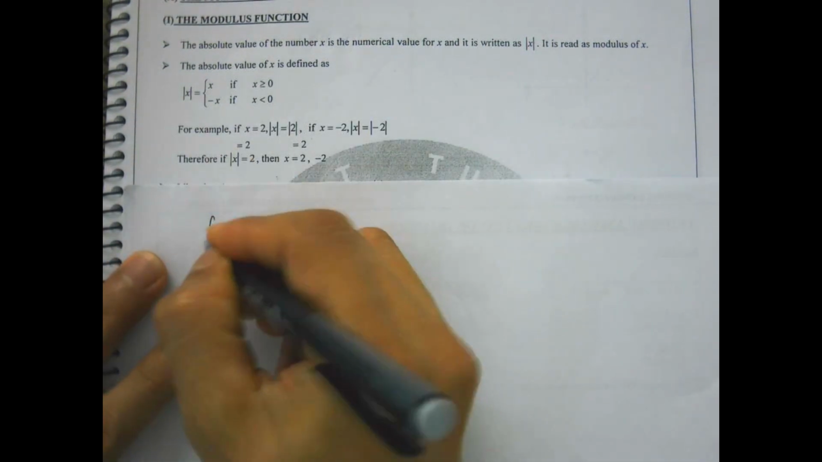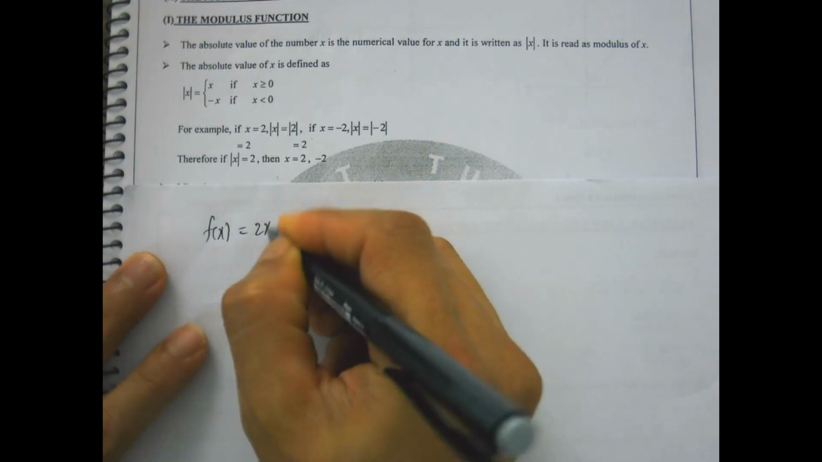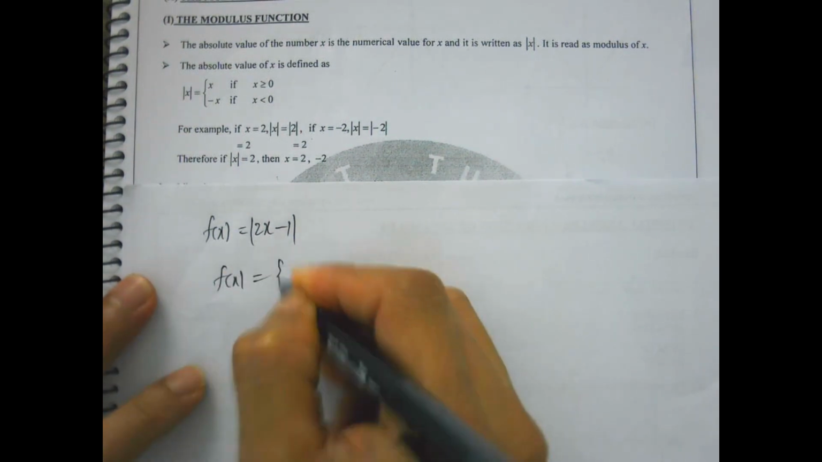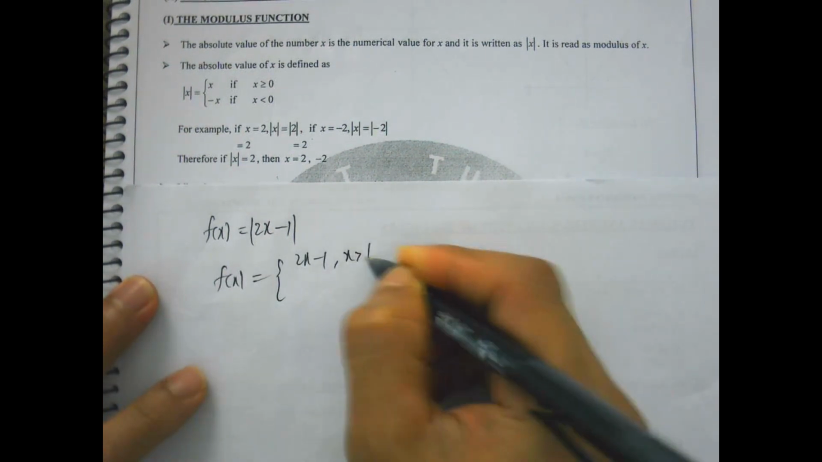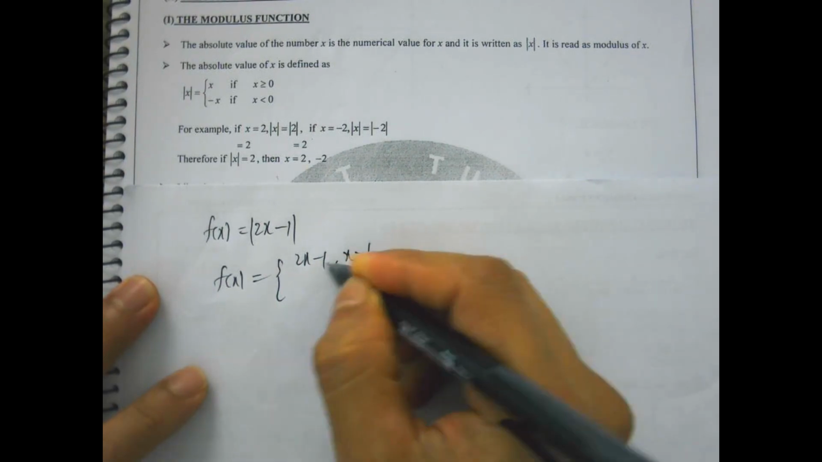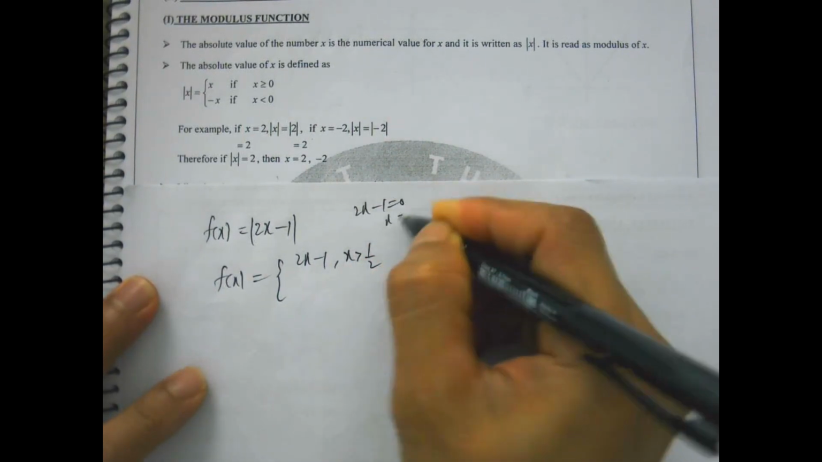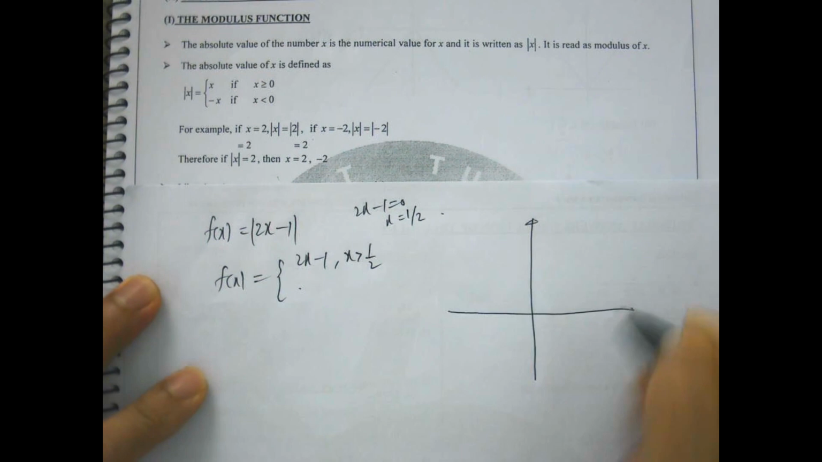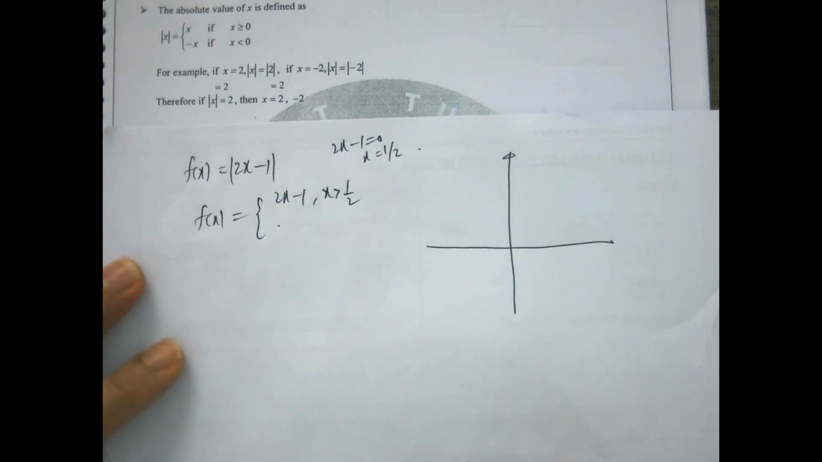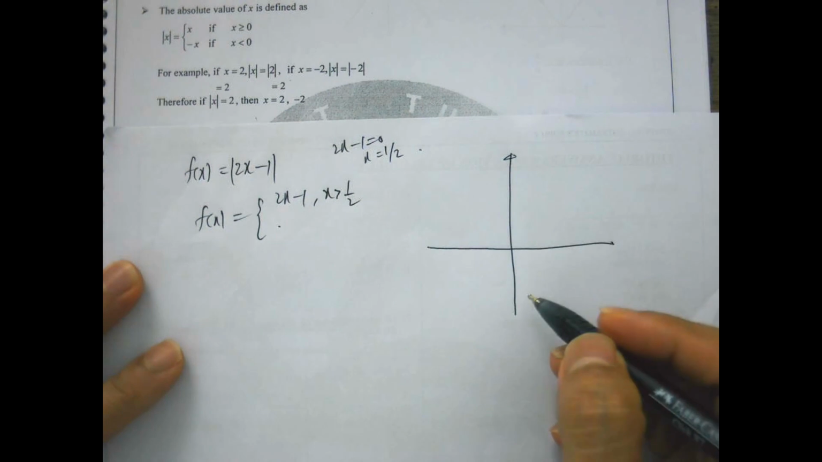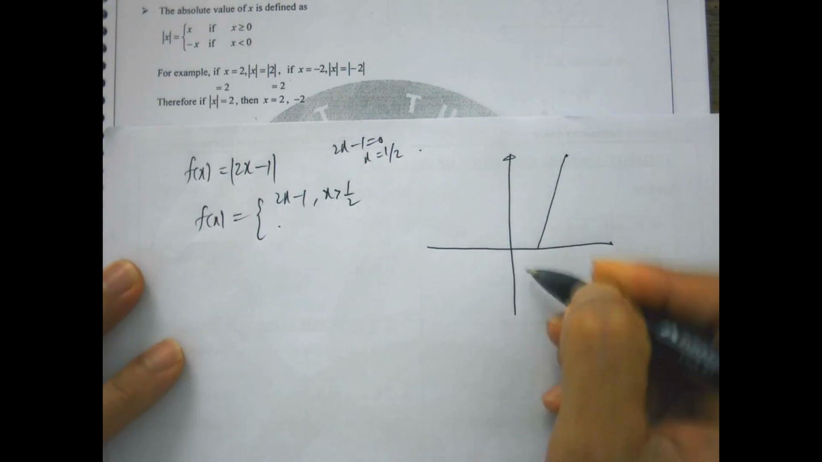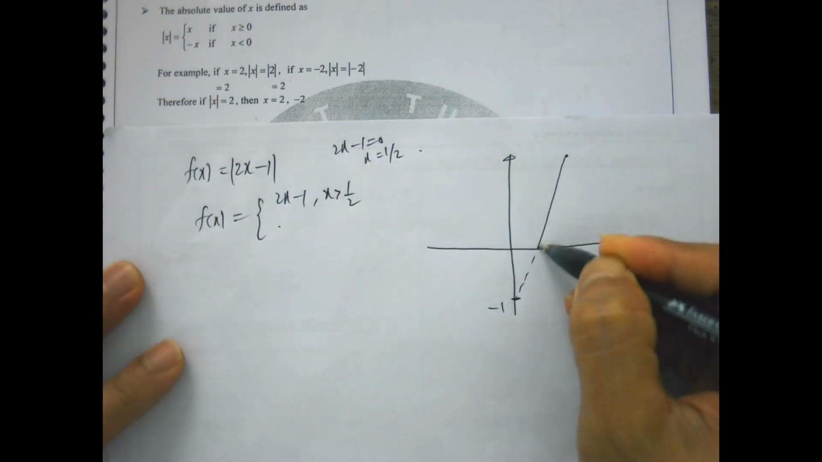For example, a classic example, f(x) equals to modulus of 2x minus 1. When you break it up, you can write this as 2x minus 1 for x more than half. But how do you get half here? Half is the x-intercept. If you let 2x minus 1 be 0, x will be half. Maybe I illustrate by using a graph. If I sketch a graph of 2x minus 1, we know it has a gradient 2, y-intercept of negative 1. So you draw this way, higher gradient, intercept here at negative 1. Now your x-intercept is half.